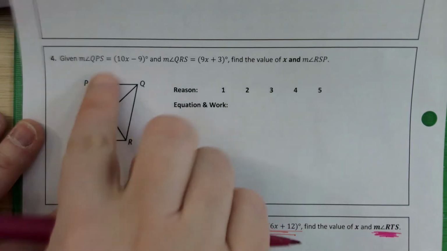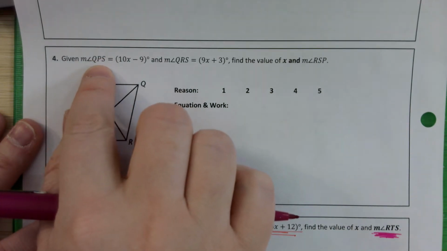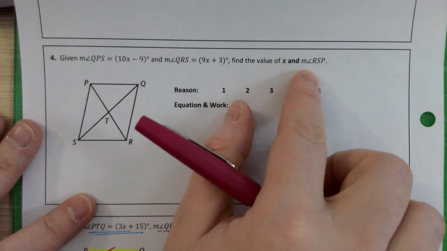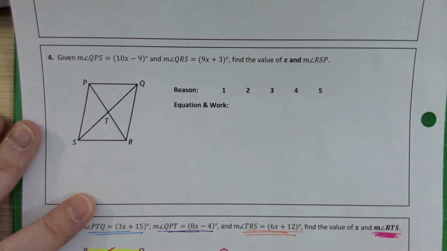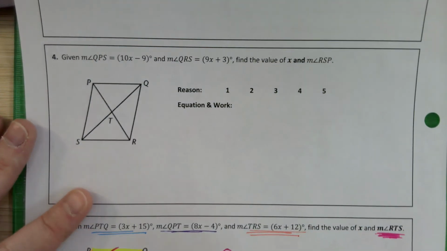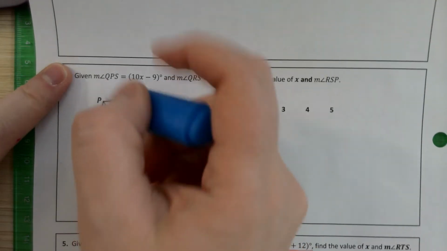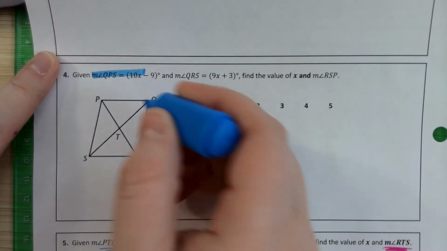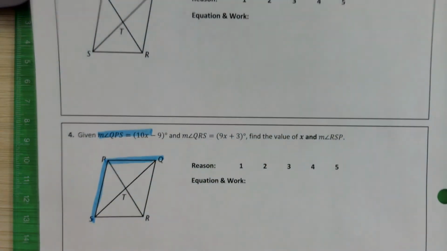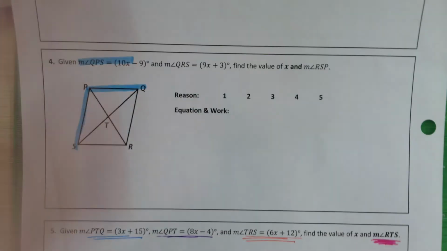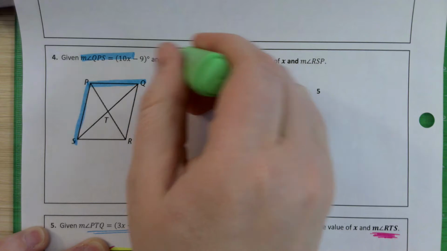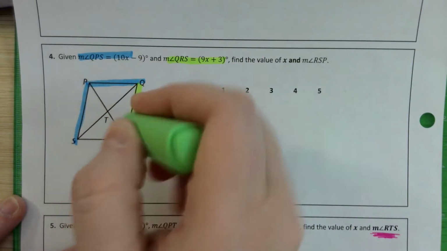So this is given: measure of angle QPS and measure of angle QRS are given to us. Find the value of x and the measure of angle RSP. So what we're going to do first is highlight the angles that are given to us. The measure of angle QPS, I'm going to highlight in blue. QPS is this big angle. Apologize, my paper slid. And the measure of angle QRS is this angle here in green.